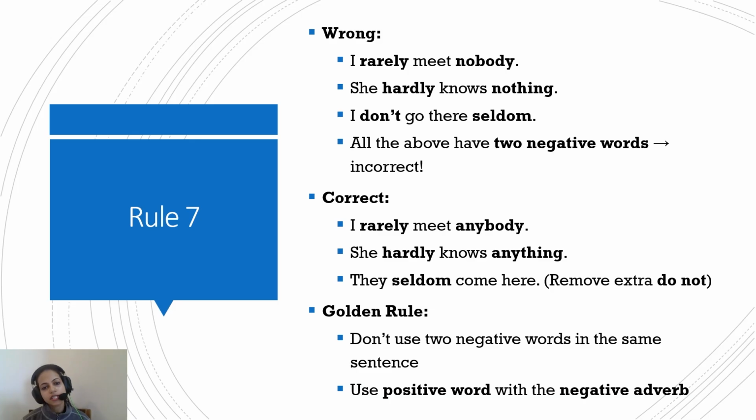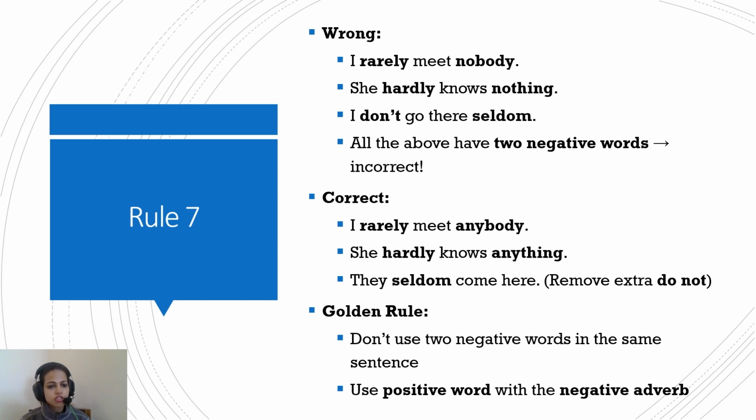I don't go there seldom. Seldom and don't, both are negatives and should not be used in one sentence. So the correct way to use these words would be, I rarely meet anybody. Remove the second negative, nobody. Or, she hardly knows anything. Again, remove one of the negatives. They seldom come here. So remove one of the negatives.